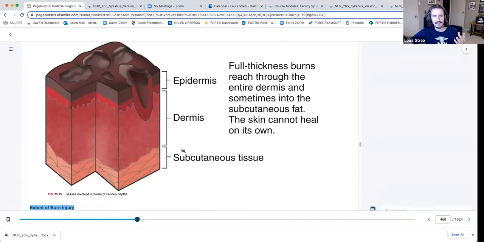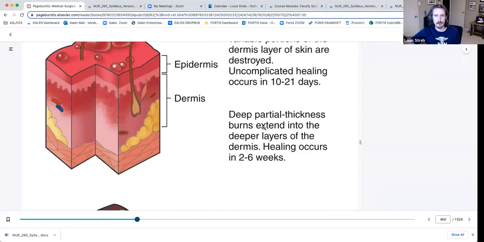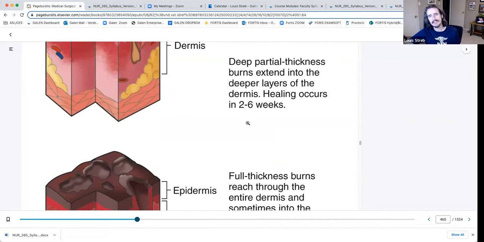But I don't think they're going to make you look at pictures. I know they're not, and make you figure out if it's a superficial burn or a partial burn or a deep partial burn or a full thickness. They're kind of self-explanatory. On a test, the deeper thickness the burn is, the worse it's going to be. There's more tissue involvement. There's more chance for infection. It's going to screw up your compensatory mechanisms. You're going to be hypothermic. All of these issues are going to occur.